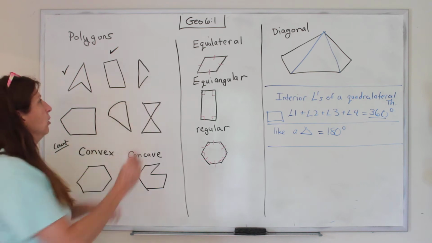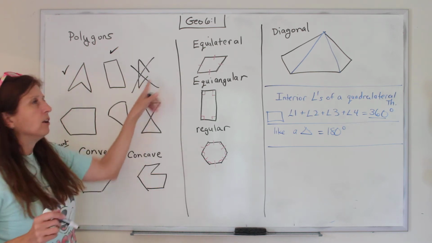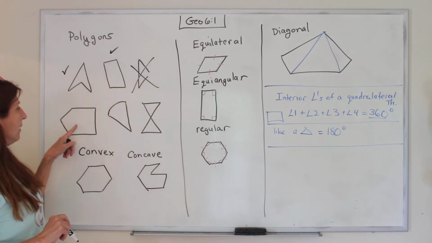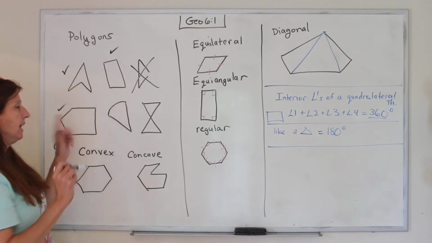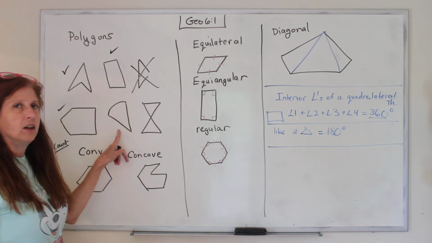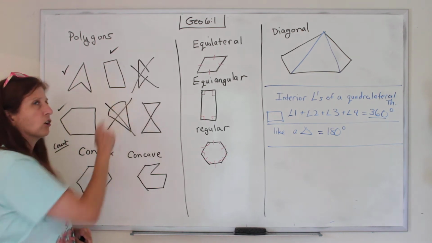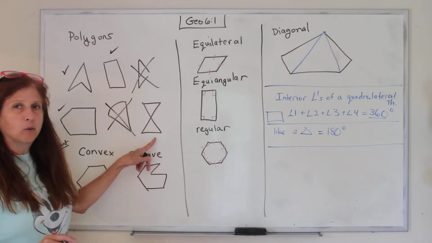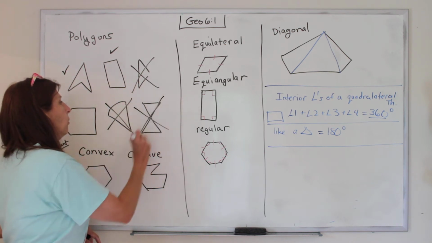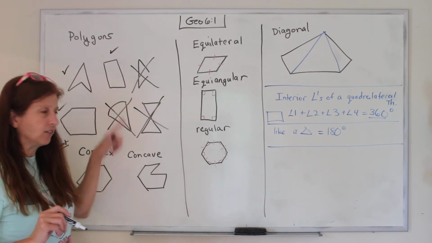That's a polygon. How about that one? It's got a gap. No, not a polygon. No gaps allowed. How about that one? Yes, it can have 5 sides. How about the classic piece of pizza shape? No, because it has a curved line. How about Black Widow's symbol? No, because it crisscrosses. No crisscrossing.